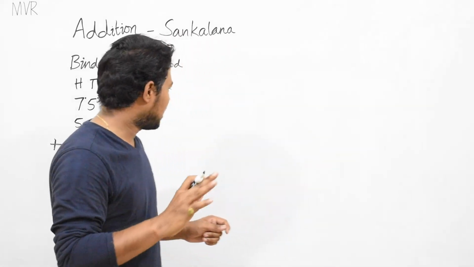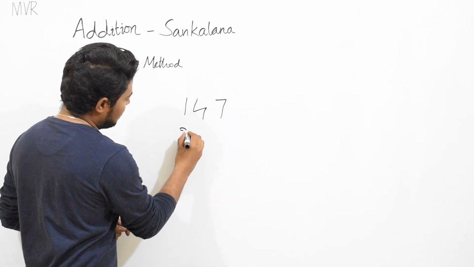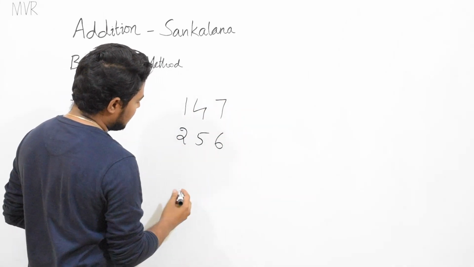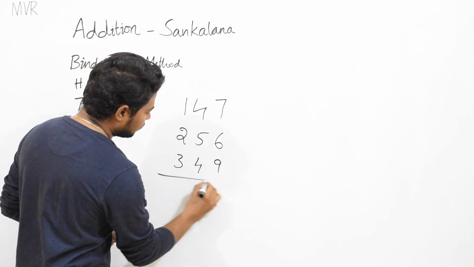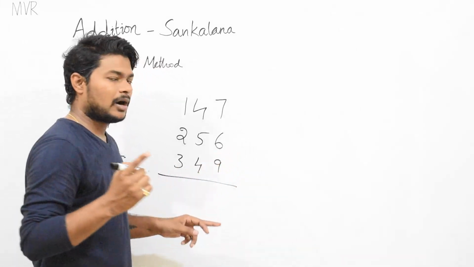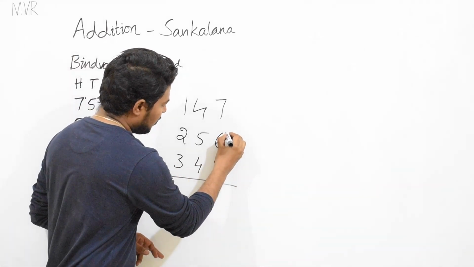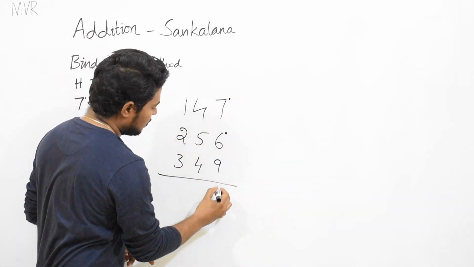Okay, for example, I will take another number fast. 1, 4, 7, 2, 5, 6, 3, 4, 9. I am just taking a random number. 9 plus 6, how much? 15. So put a dot. 5 plus 7, how much? 12. Put a dot, write 2.